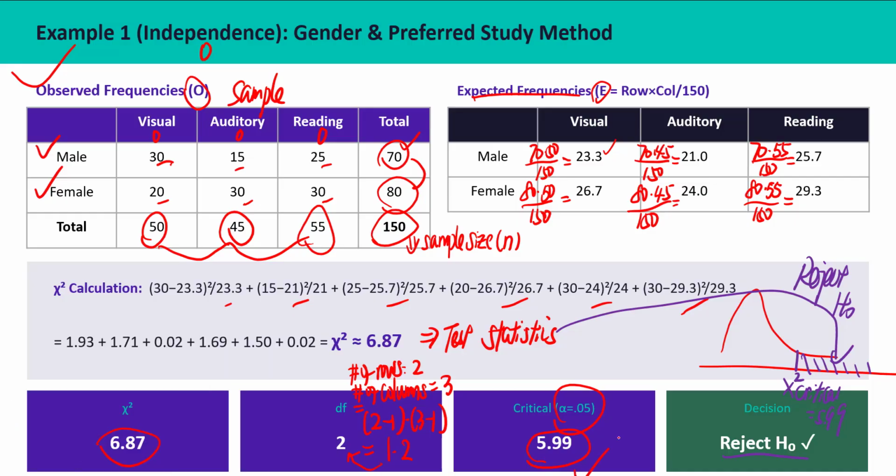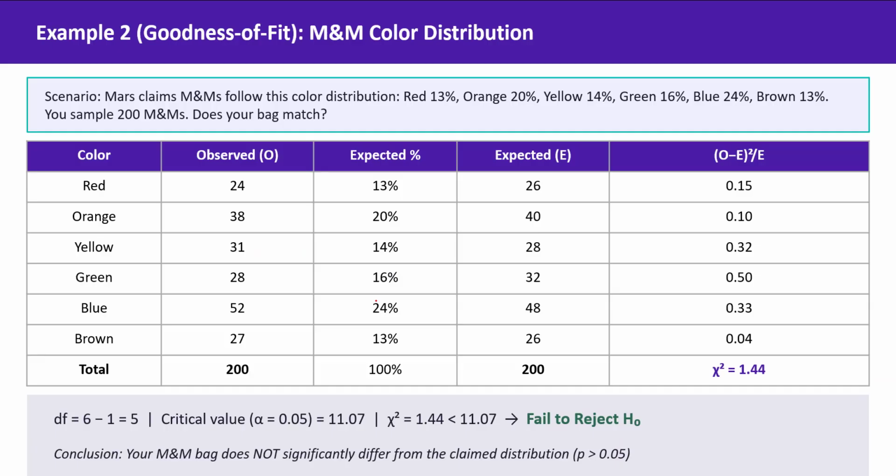So that's basically the test for independence. And also, there's a goodness of fit test. This is one of the examples here about M&M color distributions. The scenario is Mars claims M&Ms follow this color distribution. Red is 13%, orange 20%, yellow 14%, green 16%, blue 24%, and brown 13%. So basically, you sample 200 M&Ms. We have 6 colors, meaning 6 categories. So k here equals 6, 6 categories.